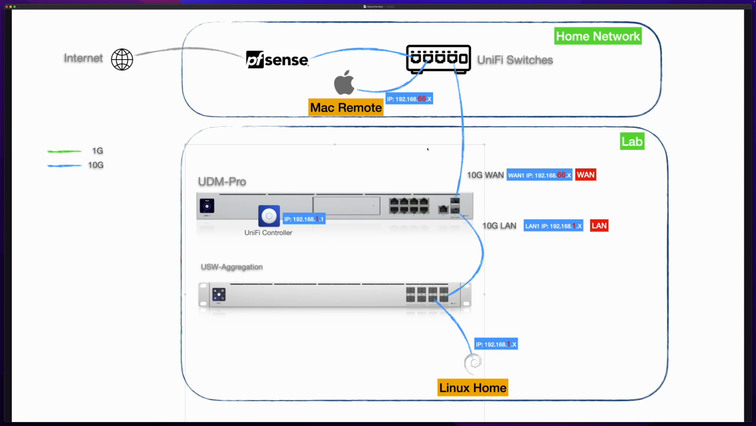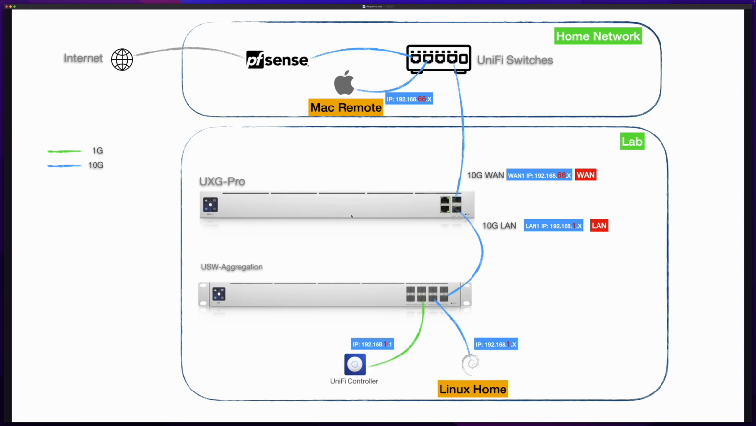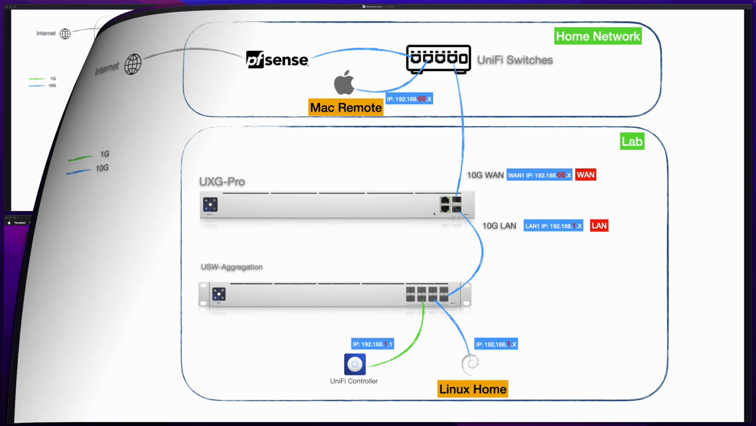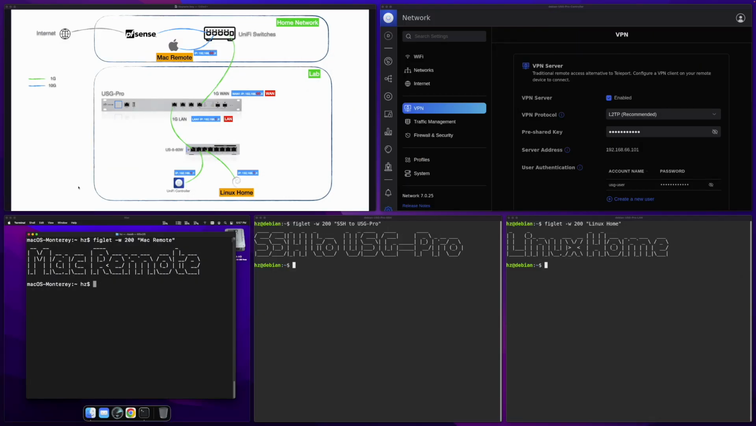Move on to UXG-Pro. It's almost identical to the UDM-Pro. The only difference is here. I need a separate Linux virtual machine to run the network controller. The testing environment is very simple. Let's get started. Let's start with USG-Pro.